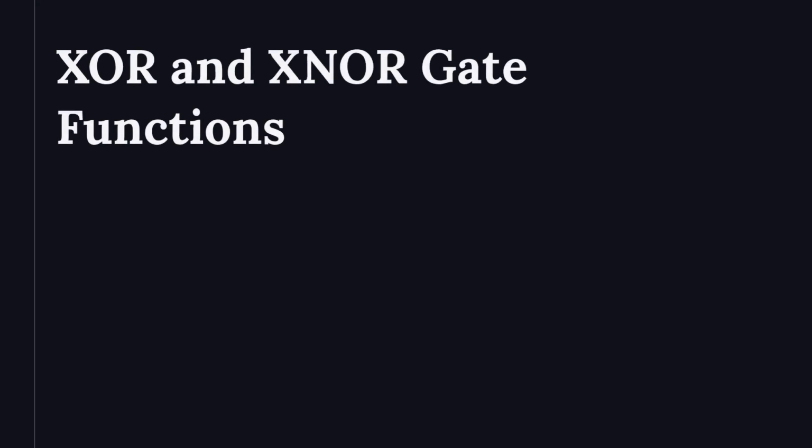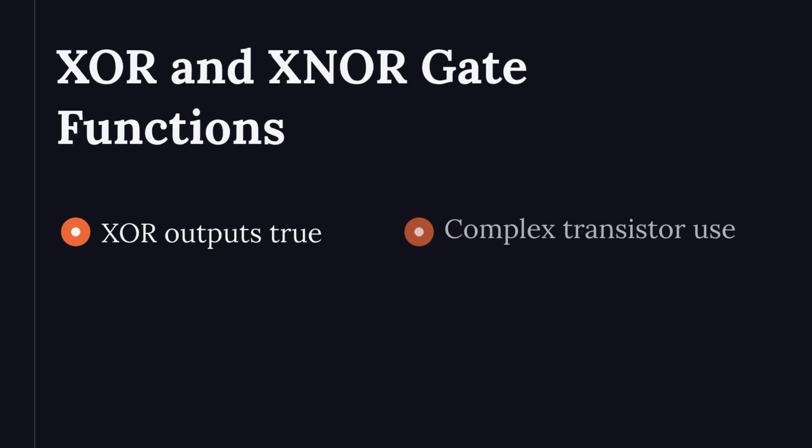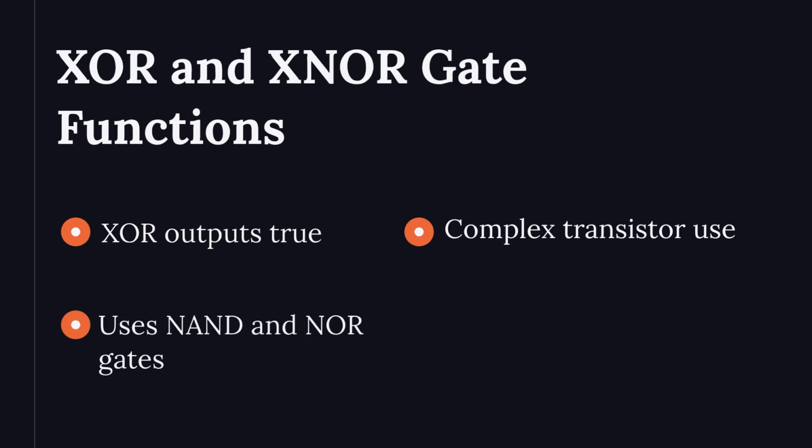XOR gates output true when inputs differ. They require complex transistor arrangements. XOR uses combinations of NAND, NOR, and NOT gates. XNOR inverts the XOR output. These gates are vital for arithmetic circuits.